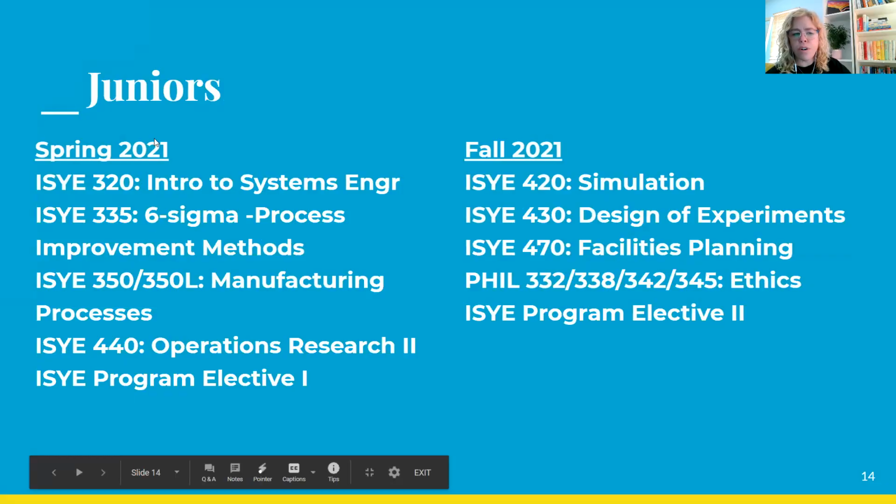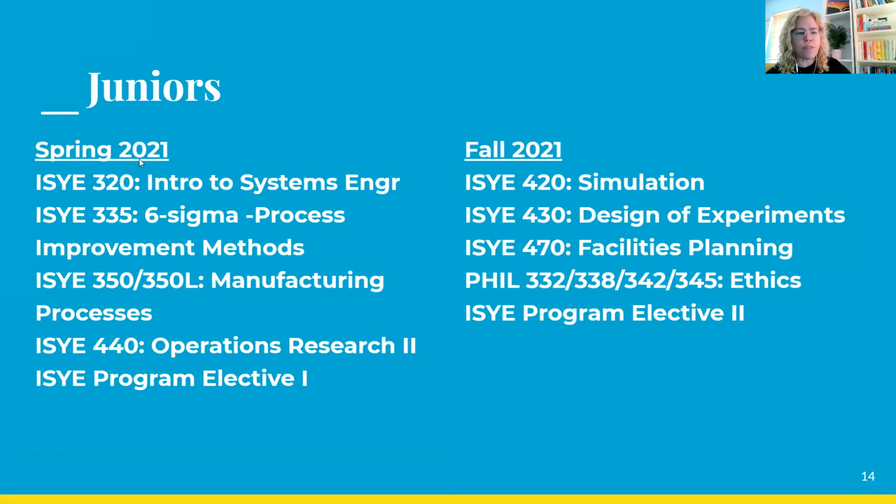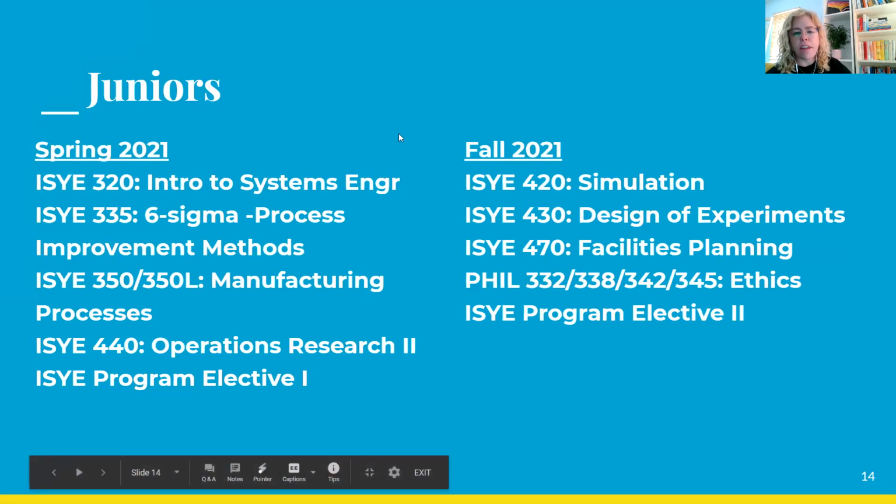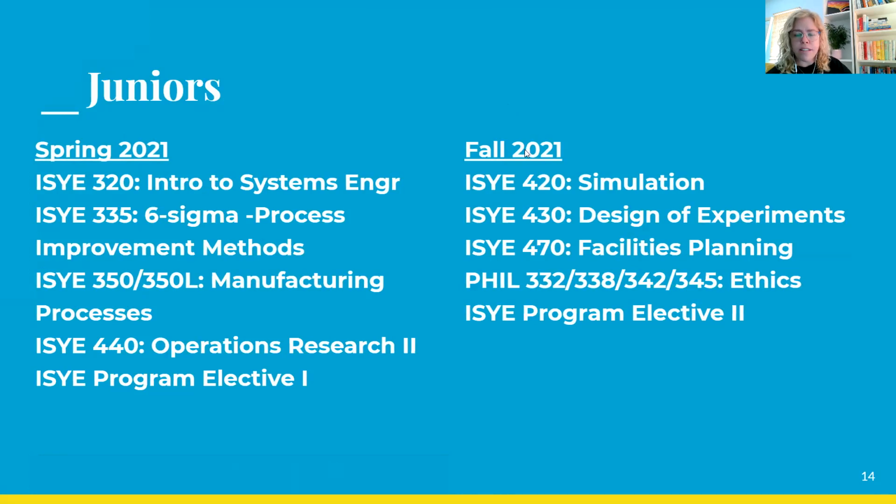Juniors, so there's not a lot of choices for you. 320, 335, 350 with lab, 440, maybe getting a programming elective done. And then as you look towards the fall of your senior year, these are the courses that you'll be taking.